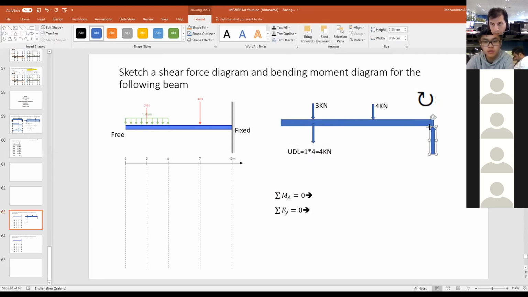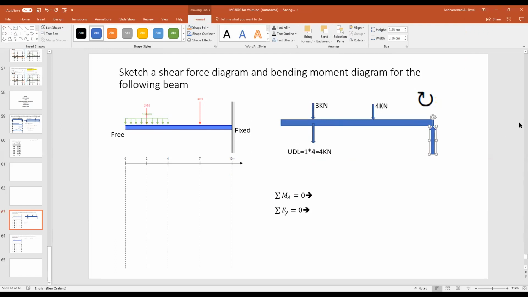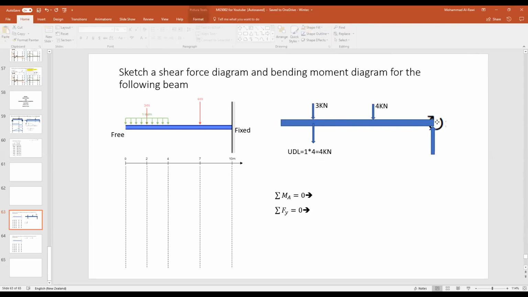So the support reaction is going in that direction. Just want to see if I can move them to the side. No, it's not moving. Okay. And then there is a moment in that direction. So that's what we have: a support reaction and a moment in that direction.